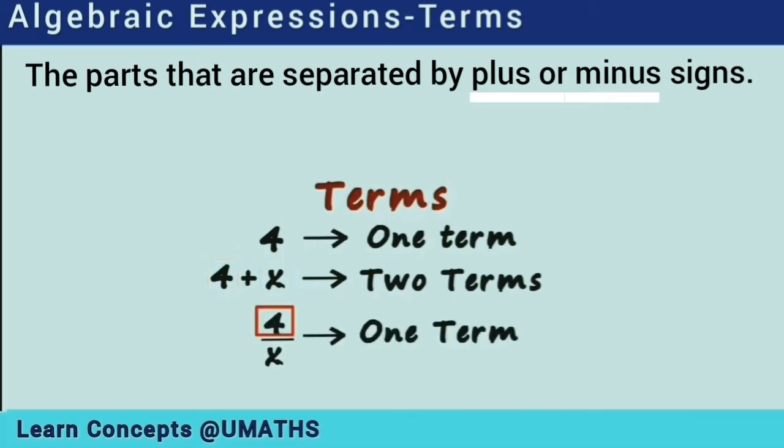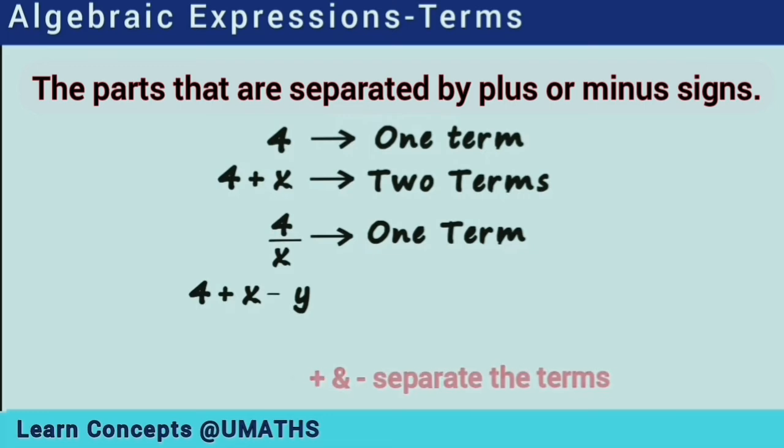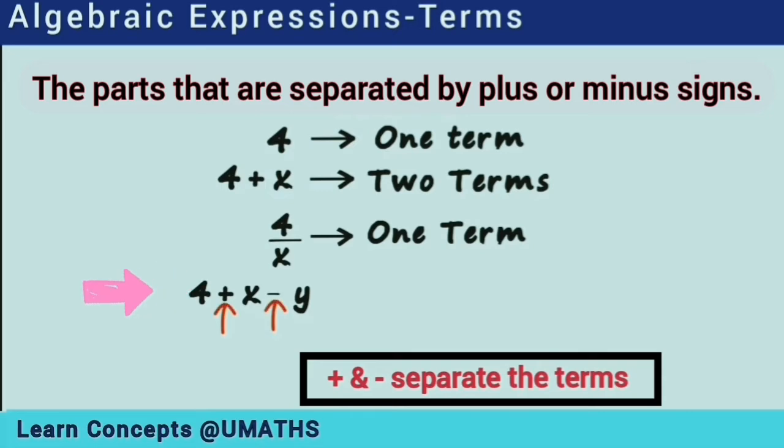What about 4 upon x? It is just one term. Only plus and minus separate the terms. Multiplication and division do not. Let us take the next example, 4 plus x minus y. Students, can you tell how many terms this expression has? Yes, this has 3 terms.